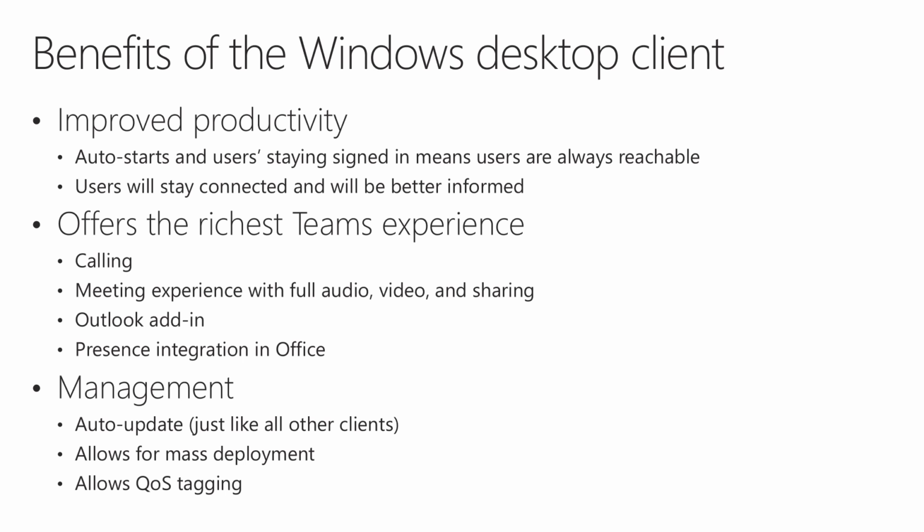Also, the desktop client allows for mass deployments. So we have an MSI that you can roll out with whatever technology you're using to roll out to all your users. And the desktop client also allows for quality of service tagging. So you can, on the network, tag specific workloads, audio, video, desktop sharing, differently to prioritize the audio traffic to make sure that you have high quality in your meetings and calls.